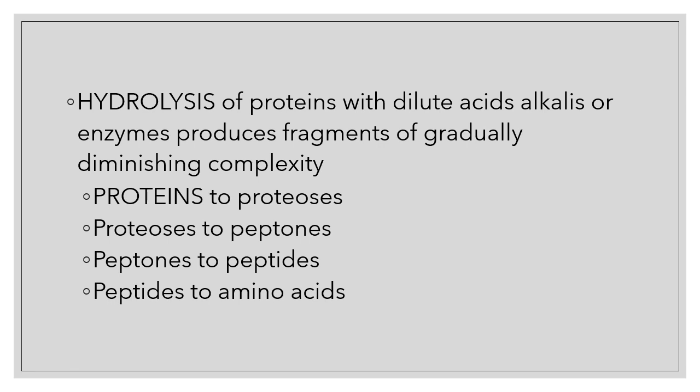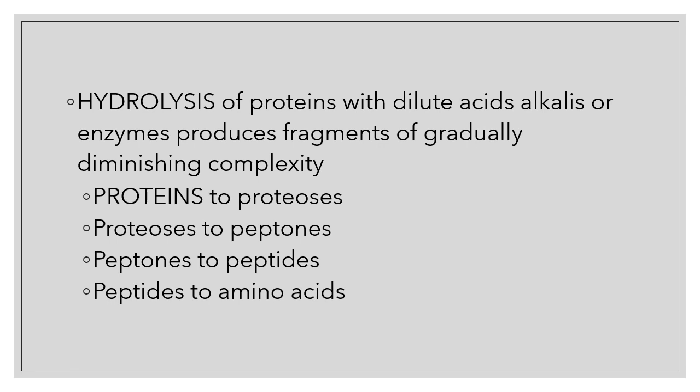The hydrolysis of your proteins with dilute acids, alkalis, or enzymes will produce fragments of gradually diminishing complexity. It is also like that for carbohydrates and fats, no? When you hydrolyze, you produce fragments that become less and less complex until you produce dipeptides, and then finally individual alpha amino acids. When you subject proteins to dilute acids and alkalis, you will first produce proteoses, with a release of amino acids.